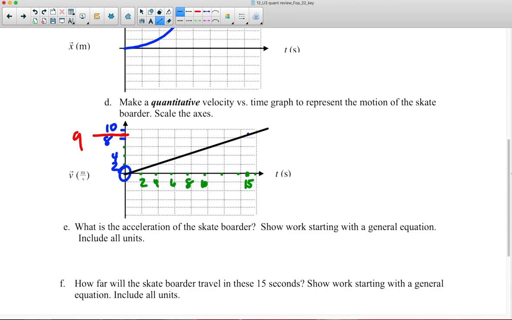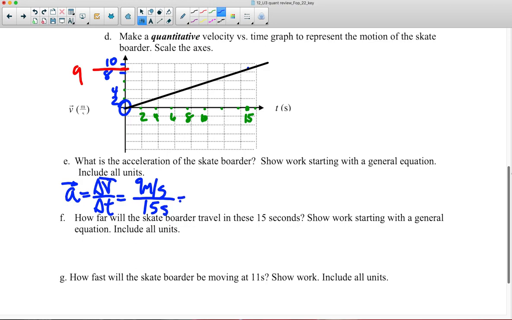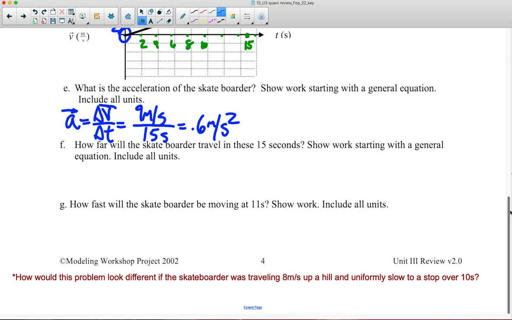What's the acceleration of your skateboarder? Well, to calculate acceleration, we need to do change in velocity divided by our change in time. So if our initial velocity was 0 and now it's 9 meters per second, we have 9 meters per second, and that took us 15 seconds to speed up. 9/15, I think, is 0.6 meters per second squared, I think is the math on that. Let's see, that'd be 3/5. Yeah, that's 0.6. All right, I should have brought a calculator with me.